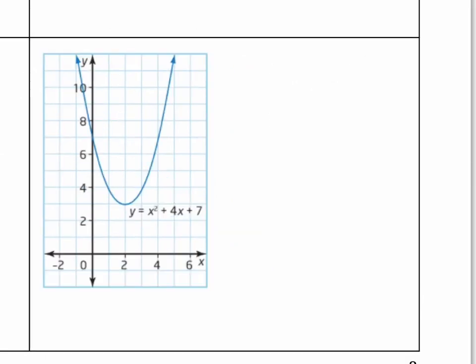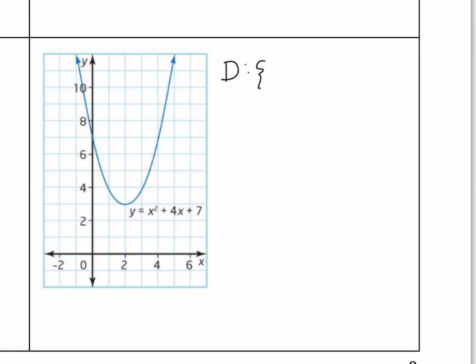Let's try this continuous graph. So I want to know what can x be and what can y be. Again, this is continuous because it's one smooth curve. It's not individual points, so x and y are going to be able to be a lot of different things here. Let's start with the domain.